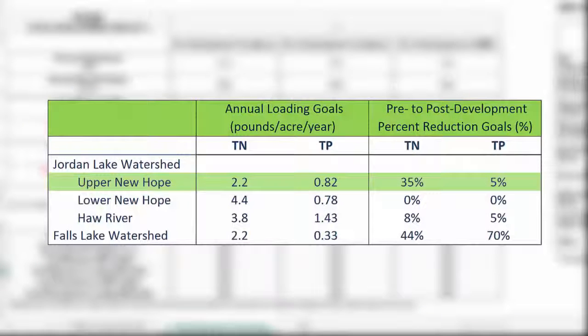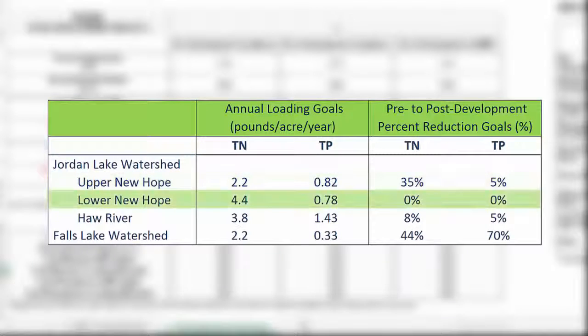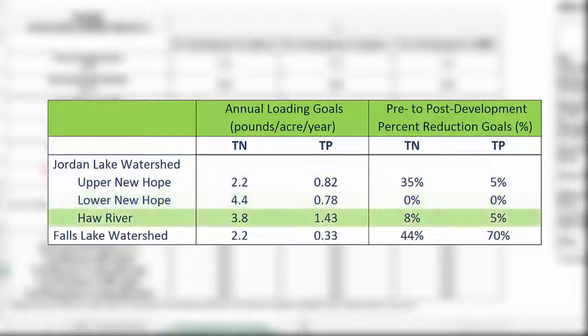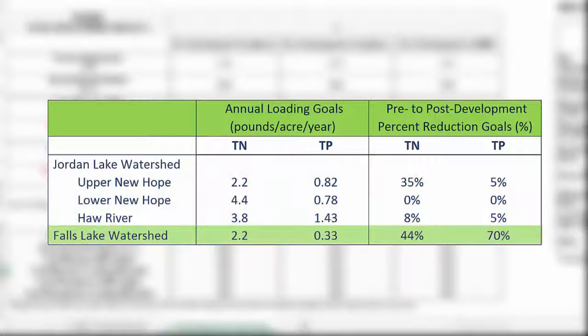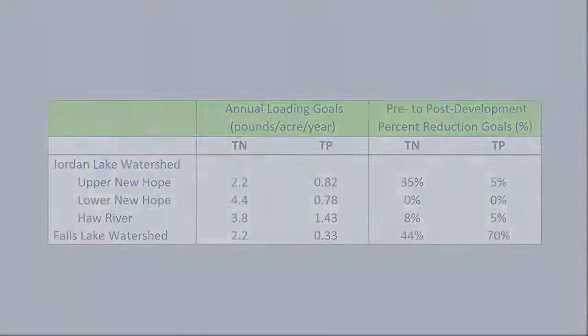These load targets and percentage targets change if the project is located within the Lower New Hope subwatershed, Haw River subwatershed, or the Falls Lake watershed, as shown in the table. This completes the NCDOT JSLAT tool overview.